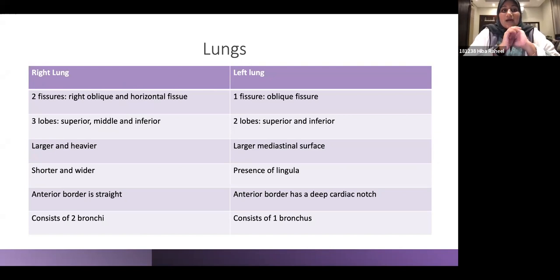So how do you differentiate between the right lung and the left lung? When you look at the lungs, the first thing you notice is which one is longer, which is shorter, which is wider, which is thinner. The larger one, the one that looks big and heavy, short and wide, is going to be the right lung. When you lift it, it's going to be heavy, short and wide. Your left lung is actually thinner and a little longer.